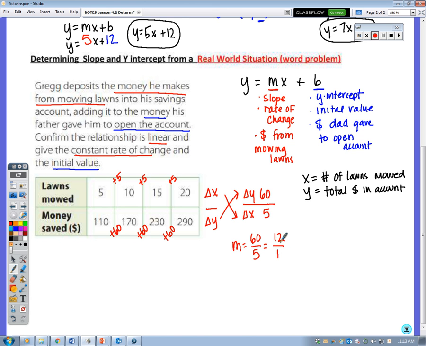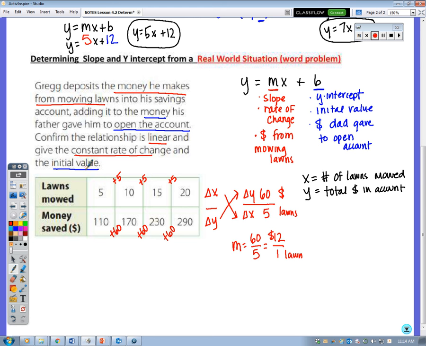So this is saying that if this is the money and this is lawns, right, because x is lawns and y is total amount, he makes $12 per lawn. So he makes $12 per lawn. That's our rate of change there. So we found our rate of change. We know it's constant, so it will make a line.